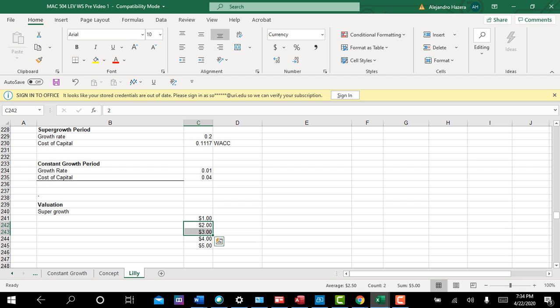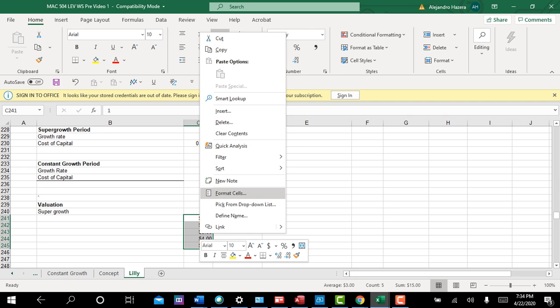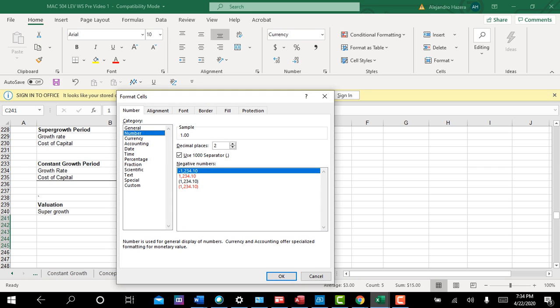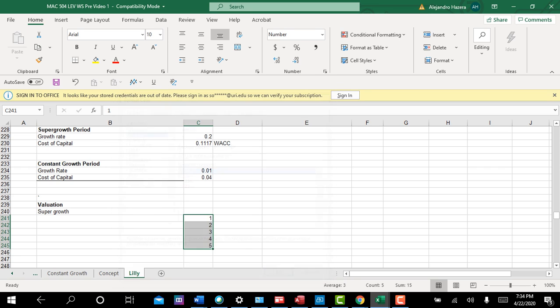And change that formatting. I don't think this had dollars in there. Obviously, these are not dollars. This is just the time period, so it's a number with 0 decimals right there. And we'll put the period here.